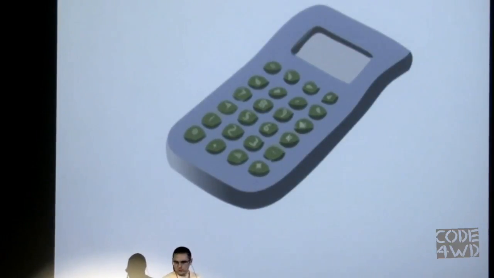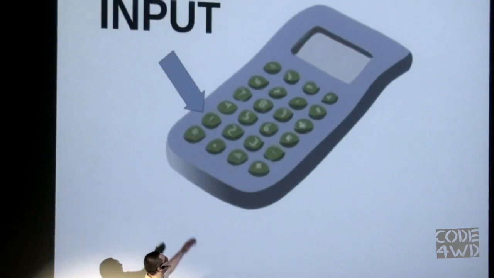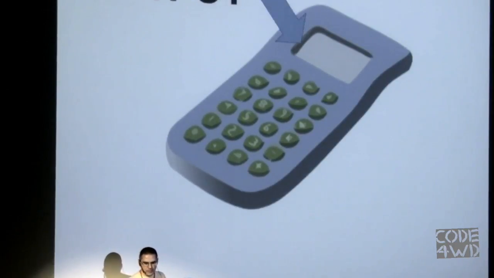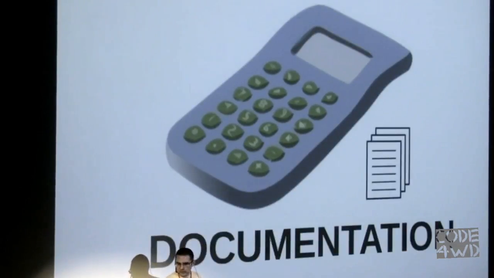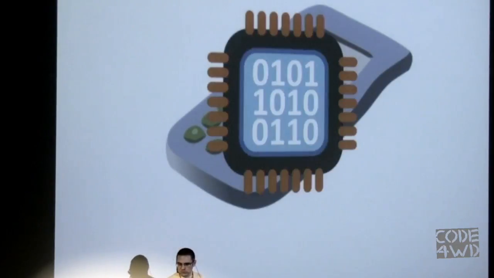What's amazing about a calculator is it has input. So the buttons are its input. Whatever you press, you tell it to do something, and it has some output, so you can see the results. And then you got some documentation. Probably nobody reads it, because we already know how to use it, because it's so obvious. But this is the best example of encapsulation for me. You get some input, output, and you don't care what's inside. You just use it. You put the information inside.